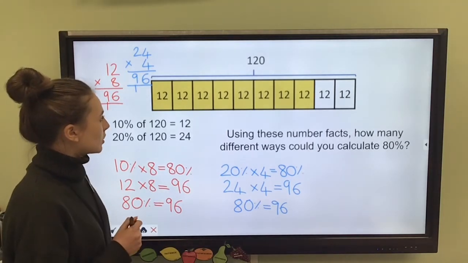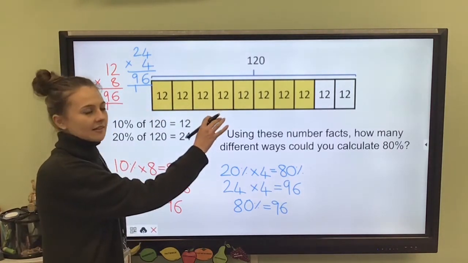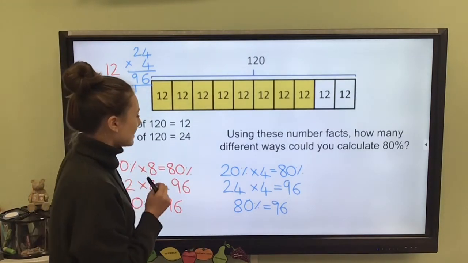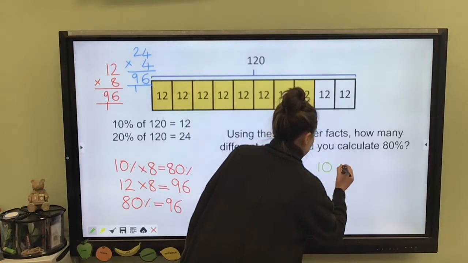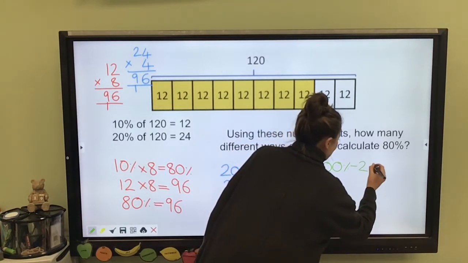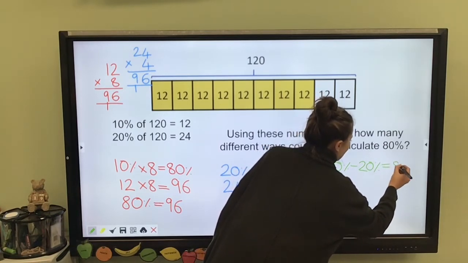I can think of one more. So the other thing I already know is what 100% is, because I know that 100% is 120. Okay, so I can use that because I know that 100% take away 20% would also give me 80%.